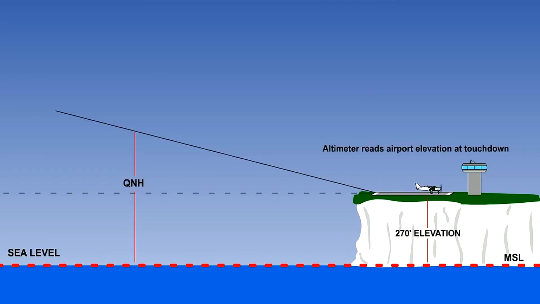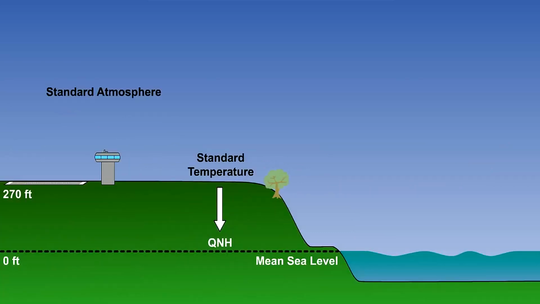You will remember that we defined QNH as the subscale setting that will cause the altimeter to read the airport elevation when the aircraft is at touchdown. We also said that, broadly, it gives a pilot his altitude above mean sea level. But that is not the correct definition because of the possibility of temperature errors. The definition to be used is always the one we have just given. Let's see why there's a difference.